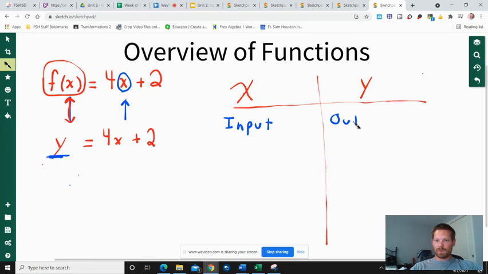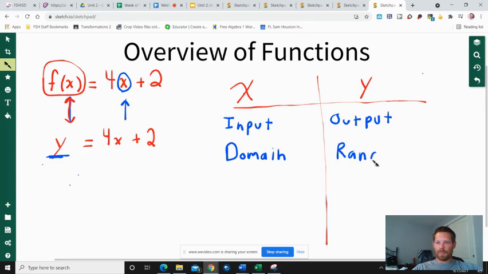I'm sure some of you have heard these terms before, if you remember anything from 8th grade math. All right, so that's the first two different names that we give the x and the y, input and output. We're going to be talking about domain and range pretty quick. And domain is a name for all the possible x values. So domain is talking about x values, range is talking about y values.